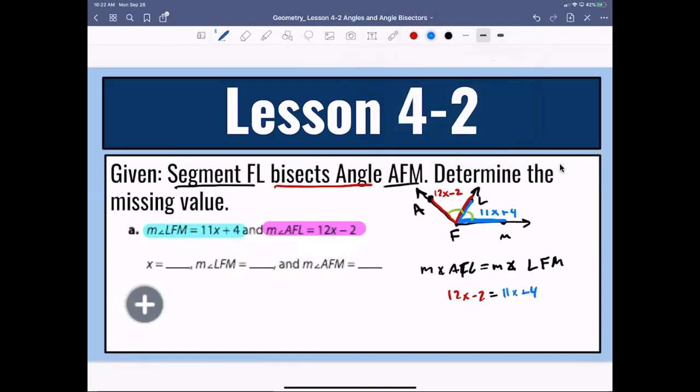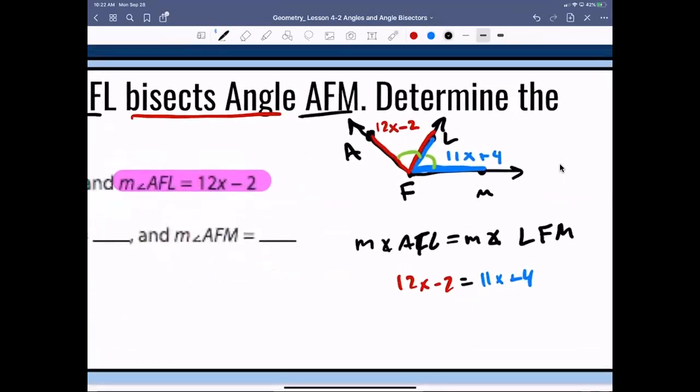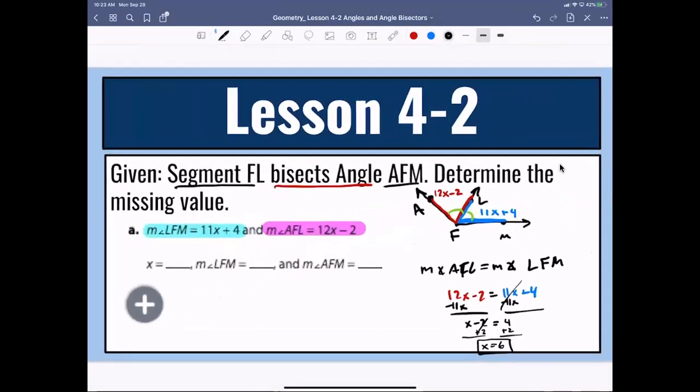All right, and then our goal right now is to solve for x. So we're going to get rid of the smaller x because that's the way I like to do it. All right, this is going to go away. We're going to have x minus 2 here equal to 4. And then to get rid of this minus 2, you're going to do plus 2, plus 2. You're going to get x is equal to 6. All right, guys. So we have x is equal to 6.